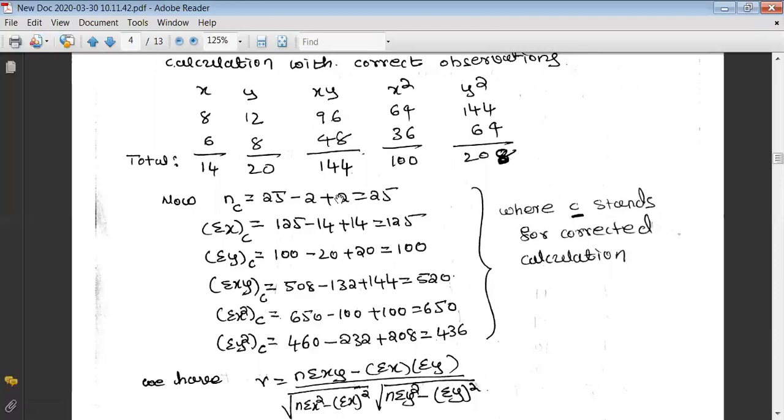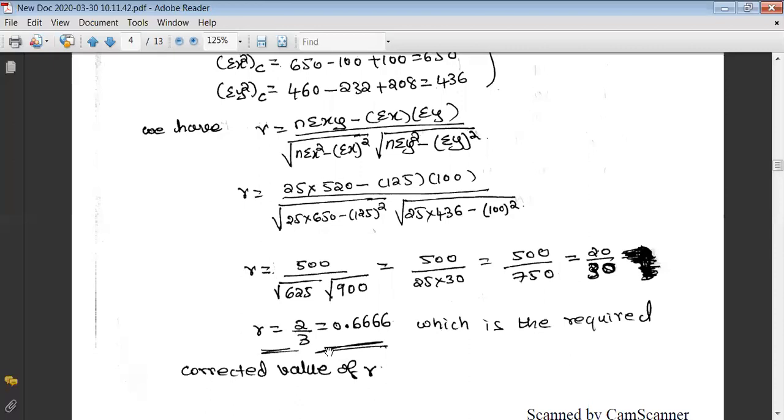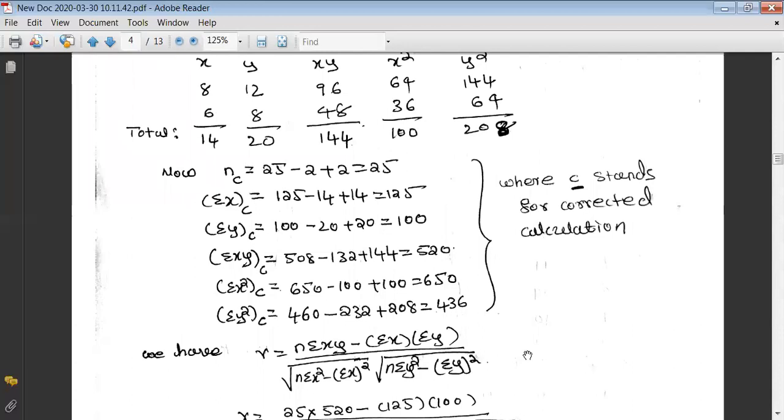And if you take these corrected values in the formula of r, we are going to get the corrected value of r in this fashion. Once you substitute all these corrected values, the numerator results in 500, the first denominator results in 625, the second one results in 900, under square root, and if you simplify, it represents 2 by 3 and its value is 0.6666, which is the required corrected value of r. And one thing we have to note here, how to get the corrected value from the original: take out the wrong calculation, add the correct calculation, and if you simplify, that leads to the correct values. That is a thing you have to keep in mind in order to solve this particular problem.